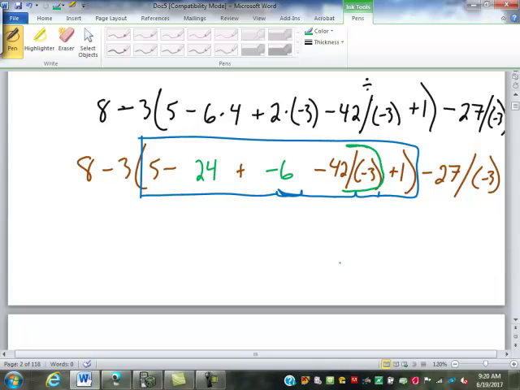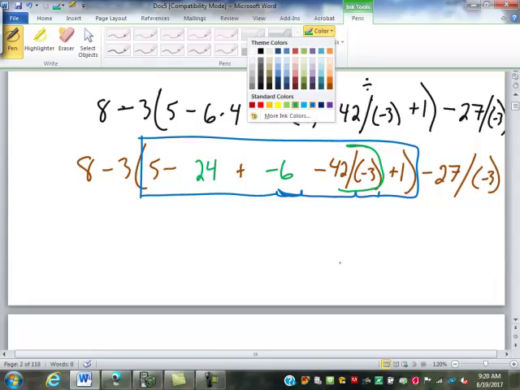Okay, that brings a good question. Is that subtracting 42 divided by a negative 3, or is it a negative 42 divided by a negative 3? And the answer is... well, the answer is yes. It can be done either way. I can treat this as subtracting 42 divided by negative 3, or I can treat it as a negative 42 divided by negative 3.